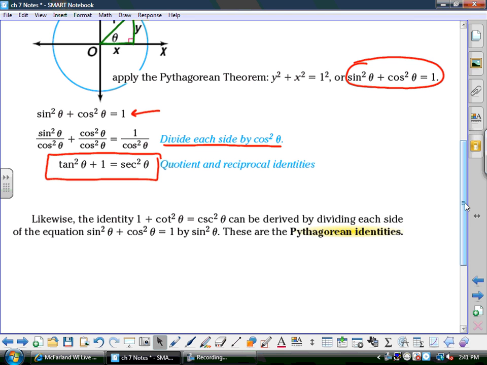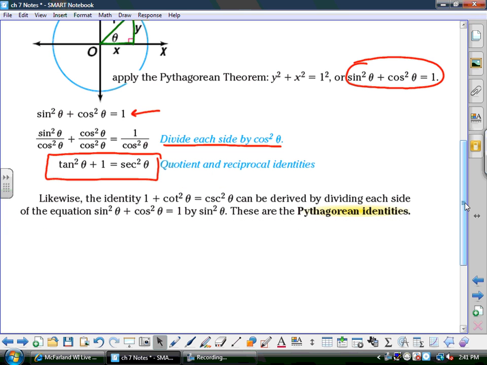Math textbooks a lot of times leave out repetition, and they write things down that make sense to the person who wrote the book, but it might not make sense to you. It's a good idea at this point to stop and see if it makes sense to us. So they're saying you could get this identity by dividing each side of the equation sine squared plus cosine squared equals 1 by sine squared. Let's confirm that that's true.